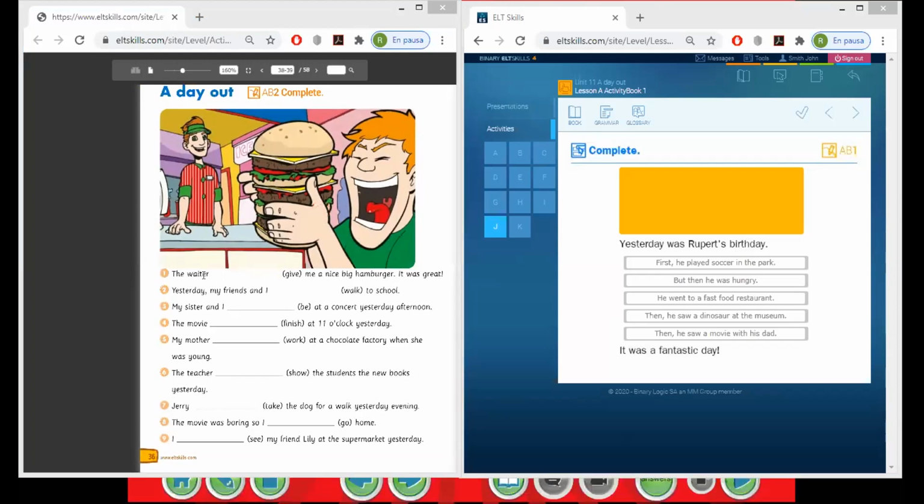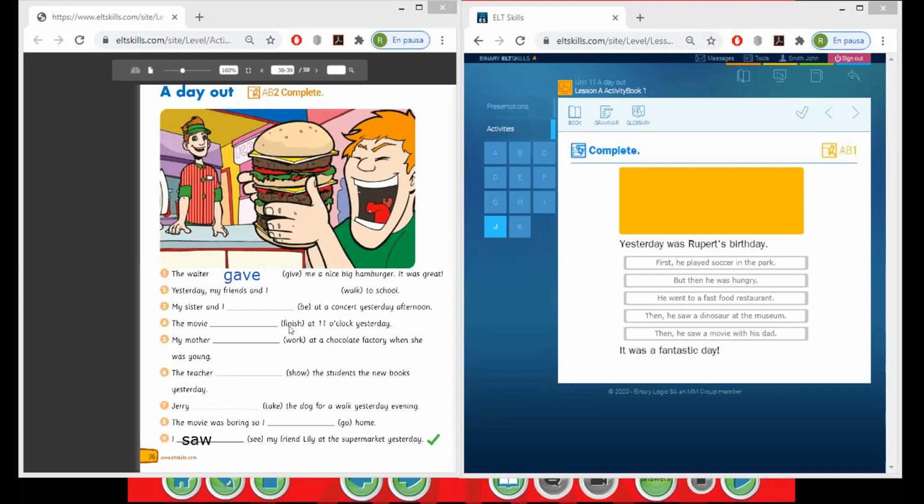For example, the waiter. Give. What is the past of give? Gave. The past of give is gave. The waiter gave me a nice big hamburger. It was great. Maria Paz. I saw. Very good. I saw my friend Lily at the supermarket yesterday. Please go to Zoom. Complete this sentence with a verb in past tense.